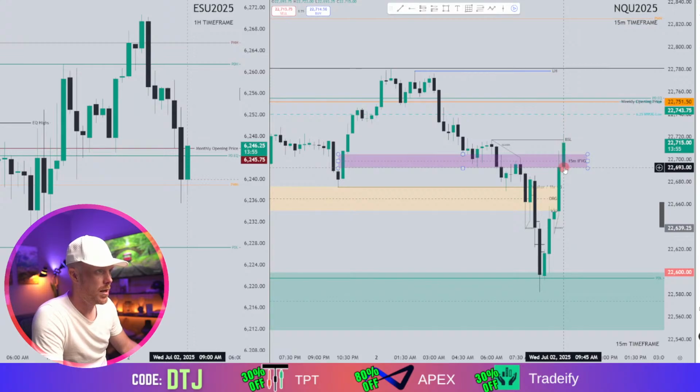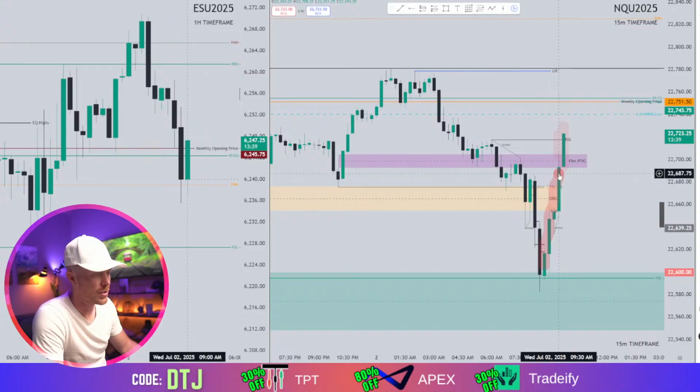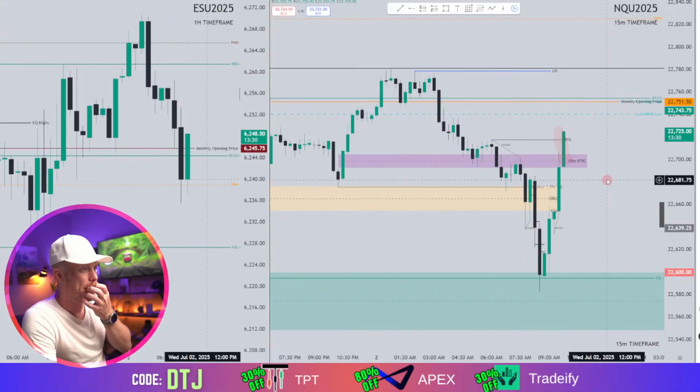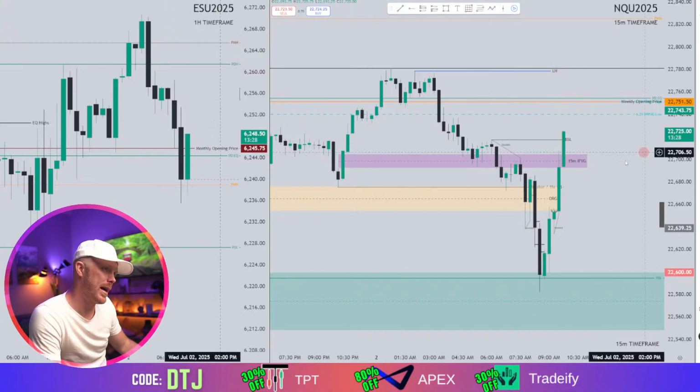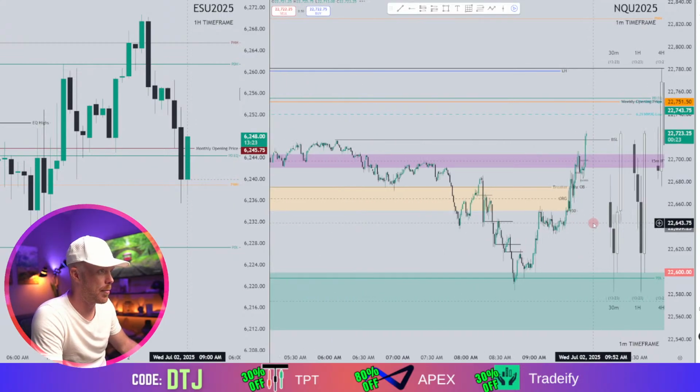Power of three? Accumulation, manipulation, distribution. So meaning this is going to turn into the wick after it swept this liquidity? That's what I'm wondering. Or are we going to close nice and strong? Based on previous candles and the structure and hitting previous day low, I would assume we're probably going to close strong. And we're at all-time highs, so we might as well just get on board and go long because that's probably what's going to happen.